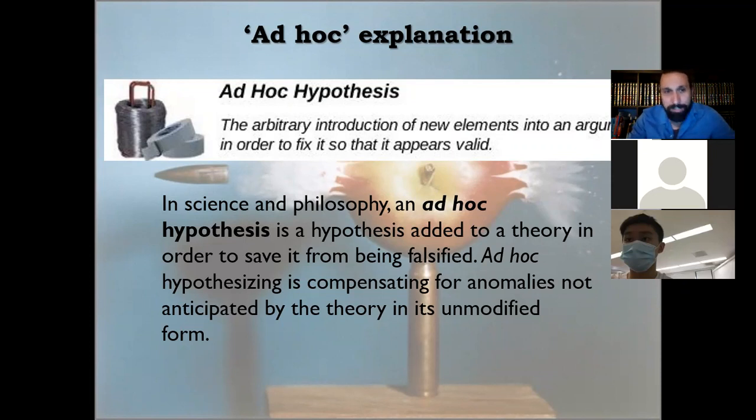What is an ad hoc explanation? Here I have a roll of duct tape. It's basically a bit of patchwork. If your theory or your explanation encounters something which it cannot explain, cannot account for, an anomaly, then instead of admitting that there's something wrong with the theory, you basically just modify the theory so that you either ignore the anomaly or artificially compensate for it.